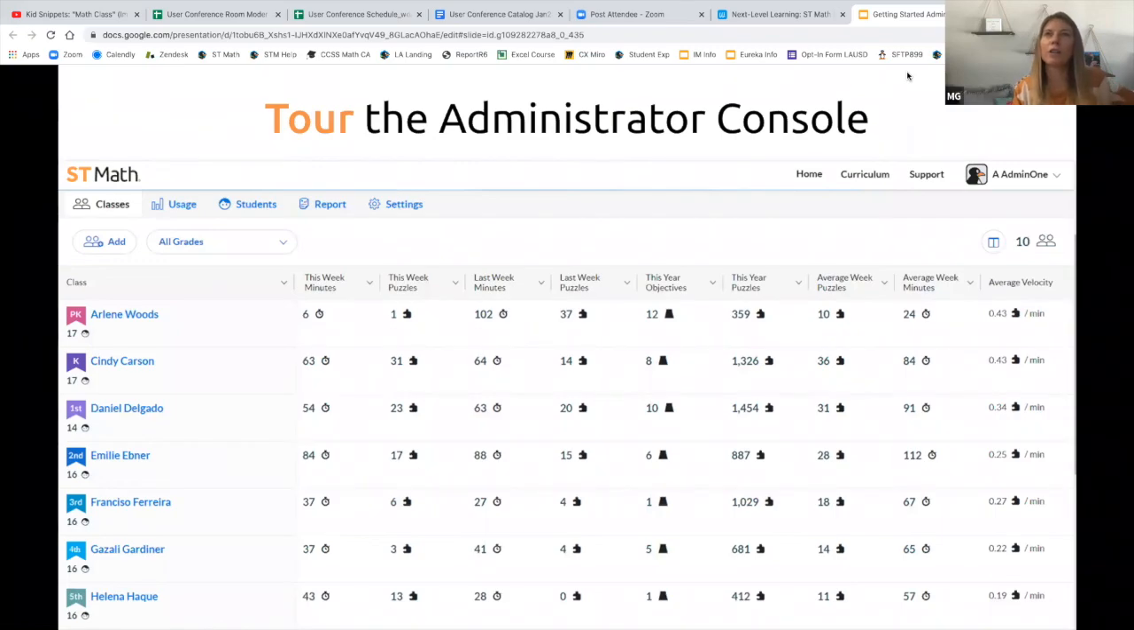Now, the administrator console is where you log in as an administrator, whether you're a district level administrator or a site principal. When you log in, you can see your different classes, and it gives you a snapshot of what each teacher is doing, how many minutes, how many puzzles, things like that. But the thing I think is most important for administrators to know is how to get these reports without having to log in. You guys excited about that? Yes, please. I don't have time to log into another thing. Just tell me how to get the reports.